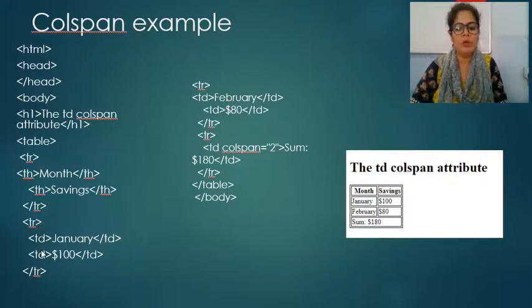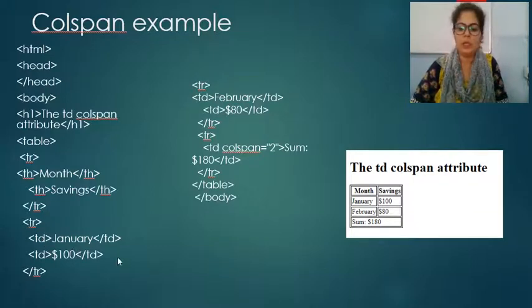Then in the second row we want to enter data: td gen, td close. So in the second row, in the first cell, the data is gen, then td 100, td close. So in the second cell the data is 100, so tr close. So in the second row there are again two cells, two data items, gen and 100.